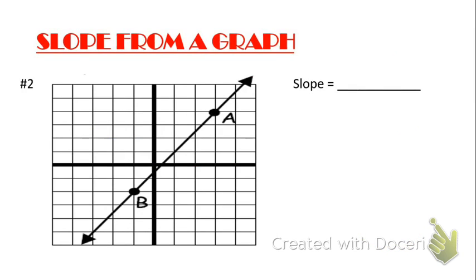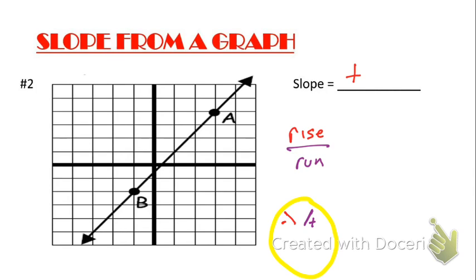All right, let's look at number 2. Again, let's use Mr. Slopeface. Mr. Slopeface dictates that if this eyebrow is going this way, it is positive. If it's that way, it's negative. As you can see, this is a positive slope. So we're going to do rise over run. I'm going to start with the lower point. I'm going to rise, and then I'm going to run to point A.